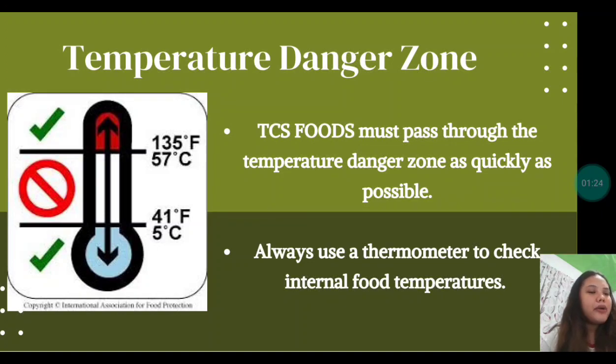TCS foods must pass through the temperature danger zone as quickly as possible. So we already know what is TCS food as they have mentioned earlier. So kay nahanglan man nga makapass through na jud ang food sa temperature danger zone. So again, balik-balik rataan ni para dili na siya maka-accumulate og daghang bacterias, dili na mo multiple og mo triple trillions and billions of bacteria.